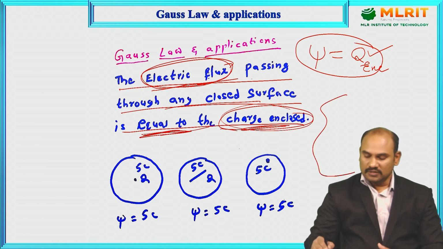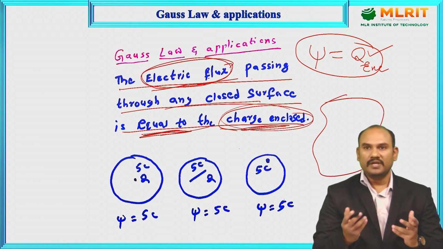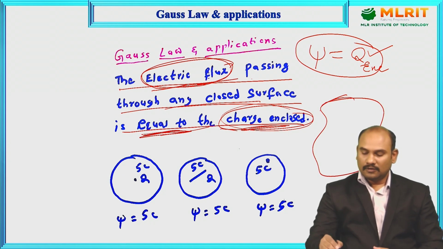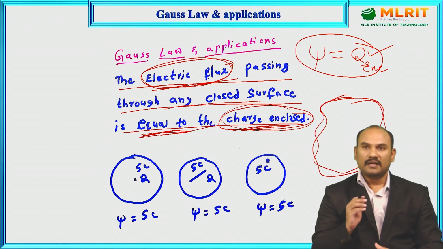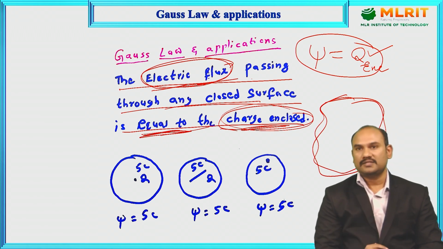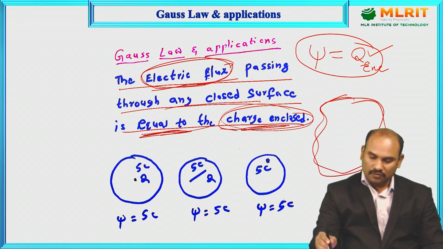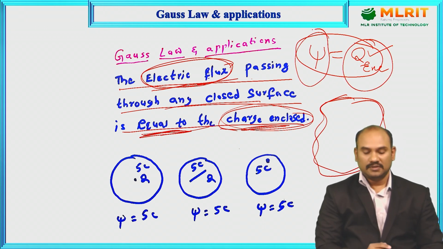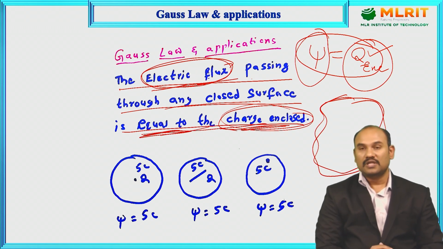Suppose there is a closed surface. The closed surface need not be a perfect circle. It can be of any geometry, it can be of irregular shape. But the surface should be closed. So charge enclosed will give rise to flux. That is the meaning of this. Electric flux passing through a closed surface is equal to the total charge enclosed.